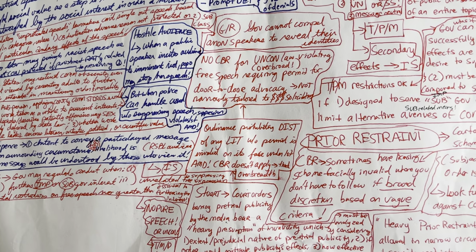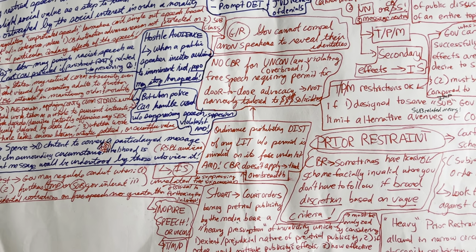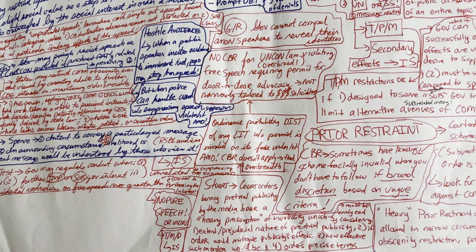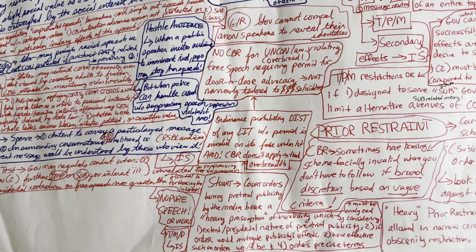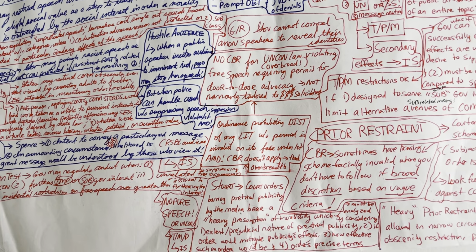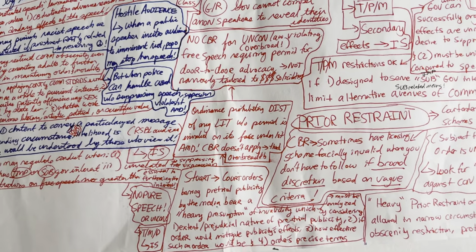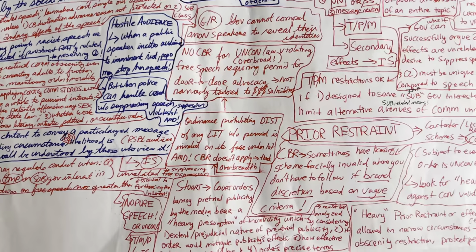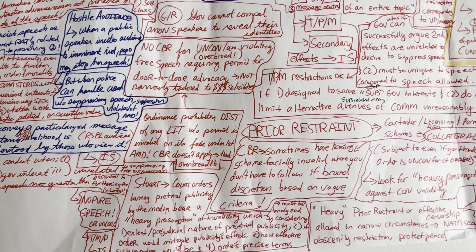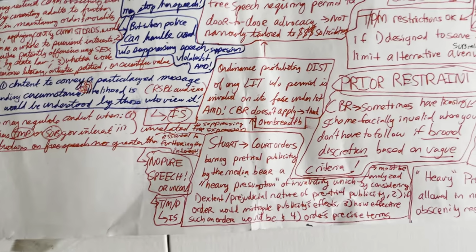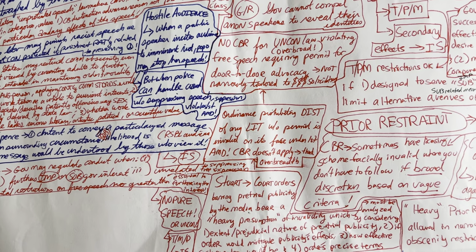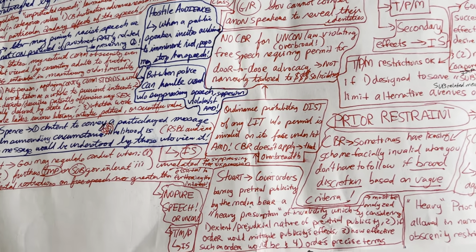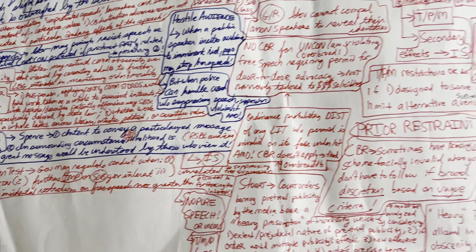Remember that with the collateral bar rule, sometimes you have licensing where the scheme is facially invalid, where you don't have to follow it, if there's broad discretion based on vague criteria. We want to look for facial invalidity. So in certain circumstances, where you might have a licensing requirement that is unlawful but facially valid, you still have to follow it. But if it's facially invalid, you don't have to follow it at all, if there's broad discretion based on vague criteria. So that's part of the void for vagueness doctrine.